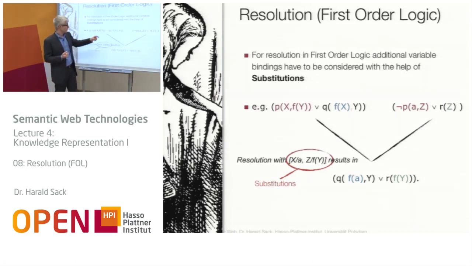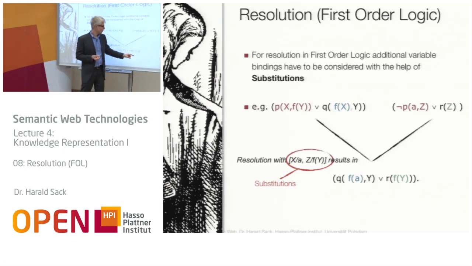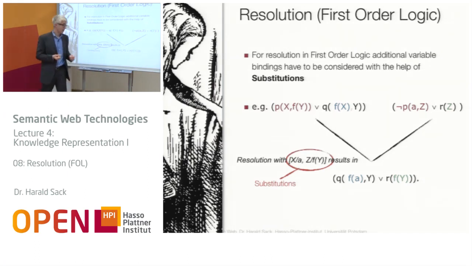But of course, also in the remaining parts of the clauses, the same substitutions have to be applied. Therefore, the result here also changes. So f of x will be f of a because x has been substituted by a. And here, r of z will become r of f of y because z has been substituted by f of y. So in general, you call this technique substitution or unification, to identify possibilities where you can apply a resolution in first-order logic.